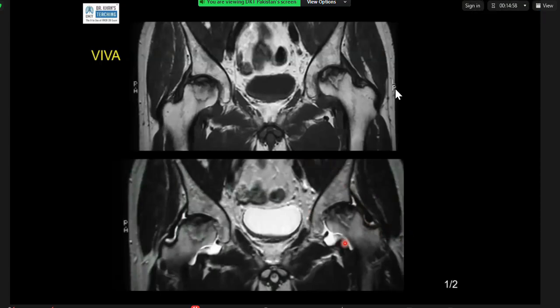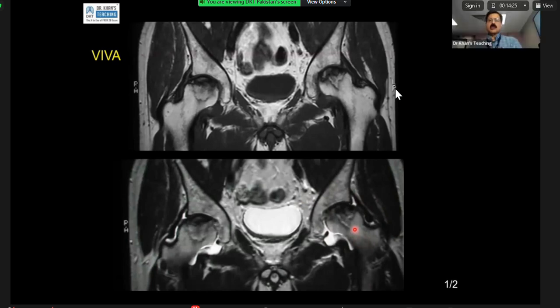Candidate 5, can you describe this for me? Yes. So in this case, there is bilateral AVN, as evidenced by a mild collapse of bilateral femoral heads, and along with that, I can see geographic areas affecting the bilateral femoral heads in a subchondral location with crescent sign on both sides.